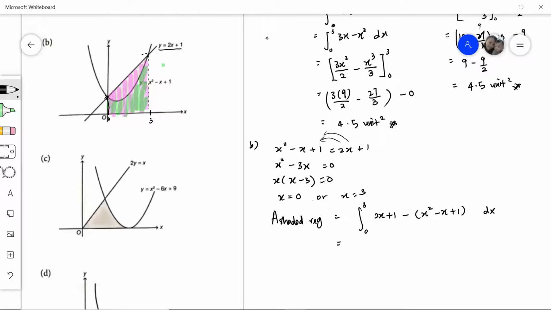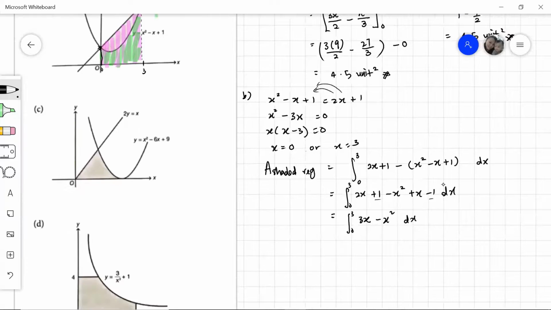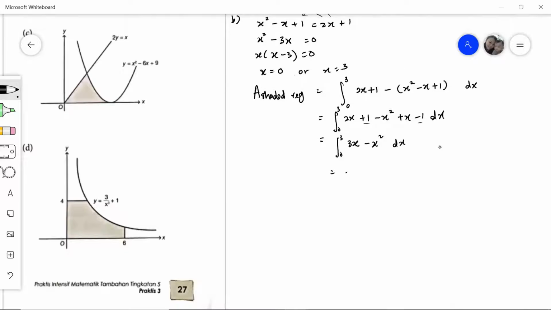So let's open up the bracket first. We have 2x plus 1 minus x squared plus x minus 1. Combine 2x plus x, we have 3x. Plus 1 minus 1 cancels off. So we're left with this. Once we simplify the function, now we can integrate from 0 to 3. We have 3x squared over 2 minus x cubed over 3, and that is from 0 to 3.